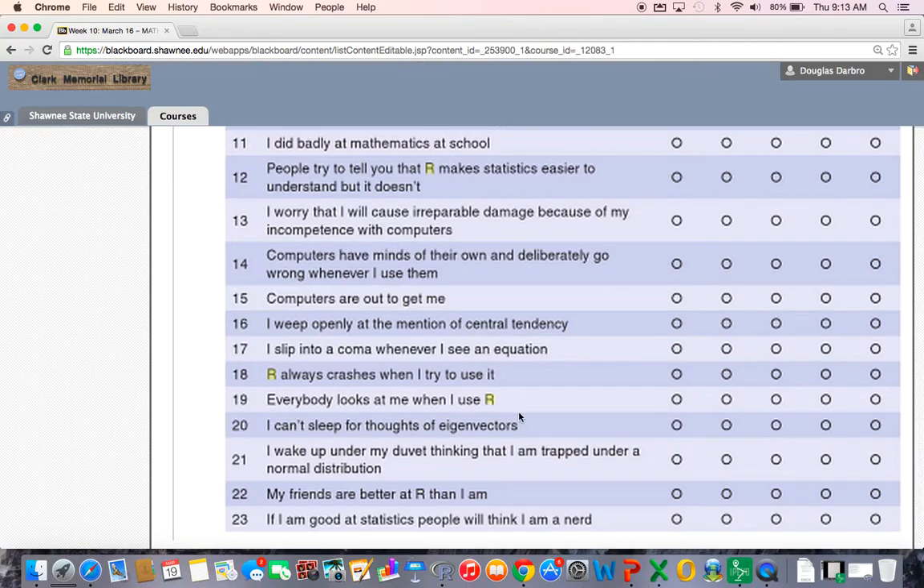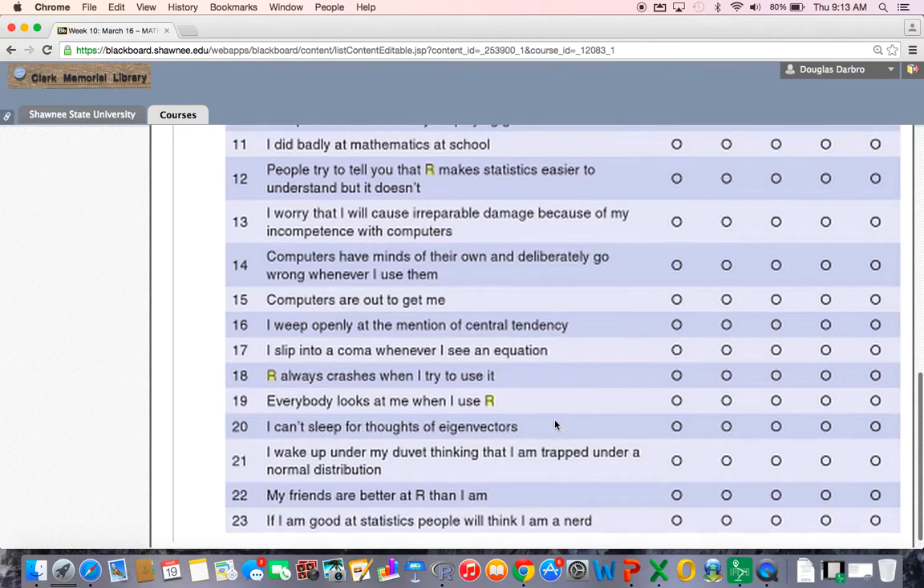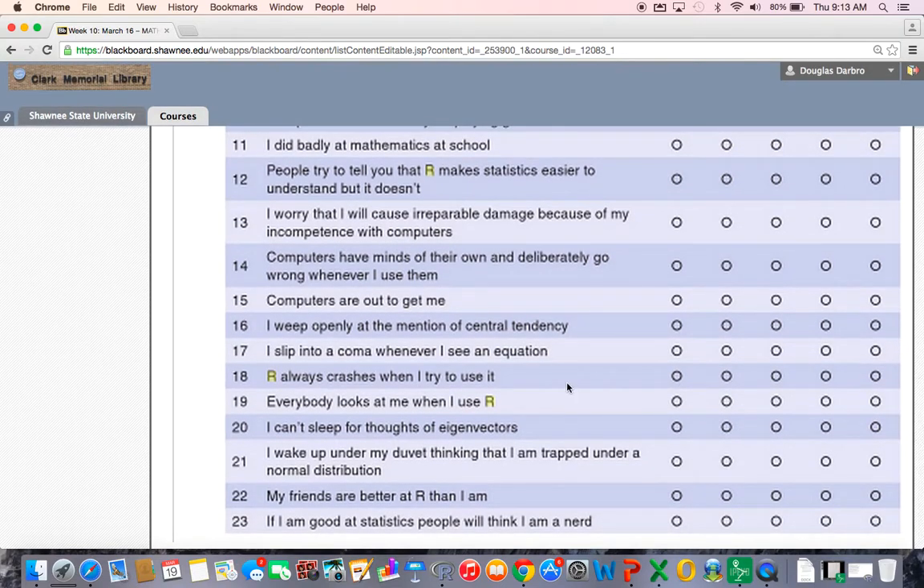I think 20 is funny. I can't sleep for the thoughts of eigenvectors. Let me know if eigenvectors are driving you crazy, and I won't do anything different. I wake up under my duvet thinking I'm trapped under a normal distribution. Well, again, strongly agree would be frustration.